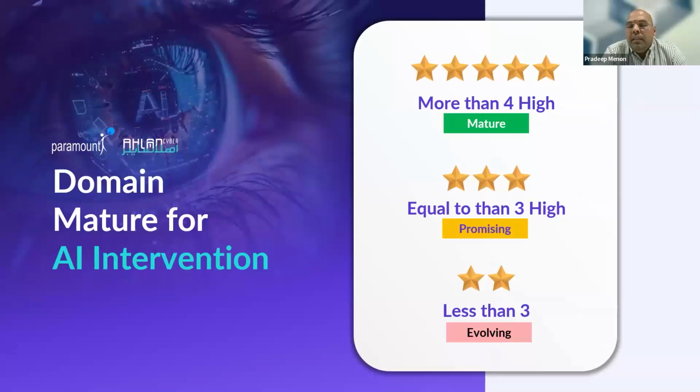When you have 3 to 4 highs within the entire 6 parameters, it means it's promising, in terms of you could use some part of that activity for AI enablement. While you might not be able to do it fully, you might want to keep an eye on the horizon, seeing how it is maturing for AI adoption. And less than 3 means it's evolving. It might take some time before you get full-blown solutions in these areas where you can use AI for these activities.